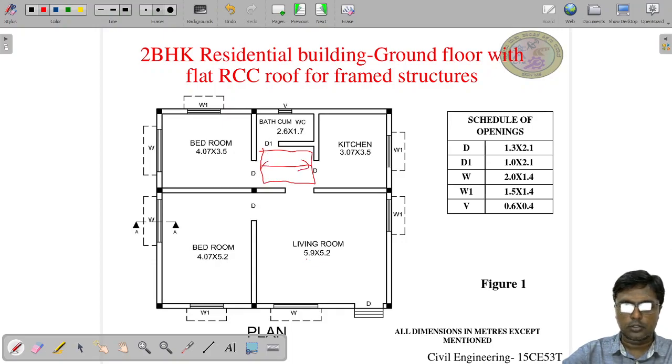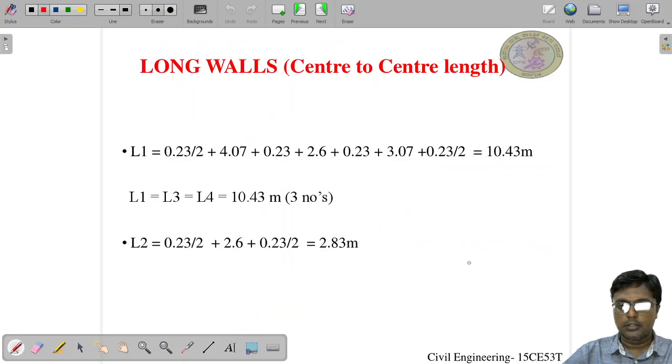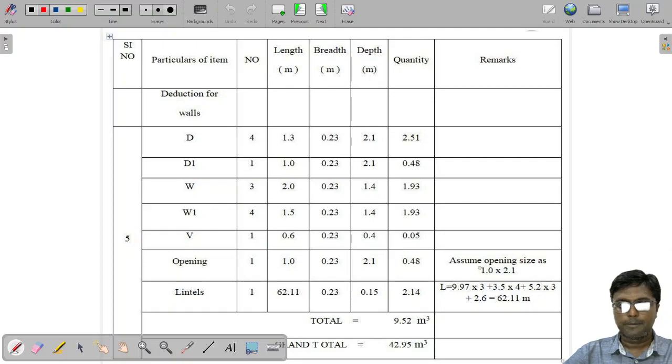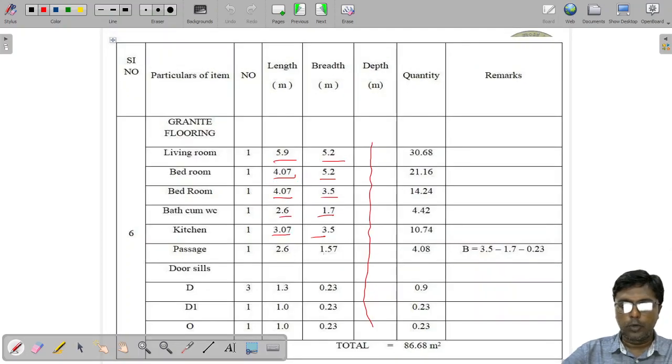It is easy. The horizontal is 2.6. Vertical, how much is it? It is not given. So they have given 3.5 here. So 3.5 minus 1.7 minus 0.23 will give us 1.57. So 2.6 into 1.57 is 4.08.